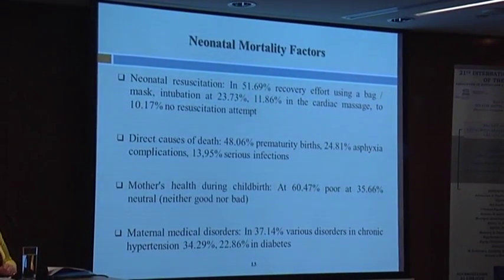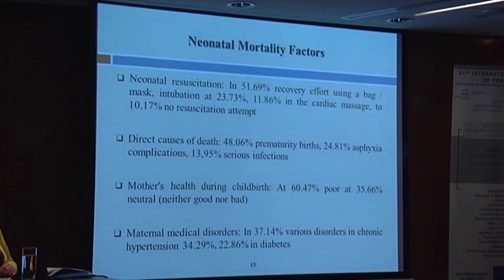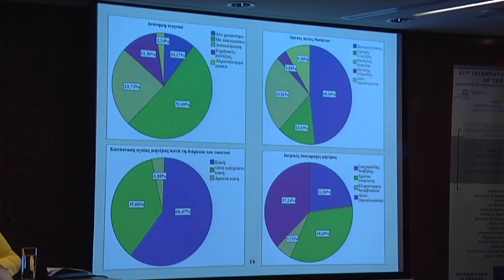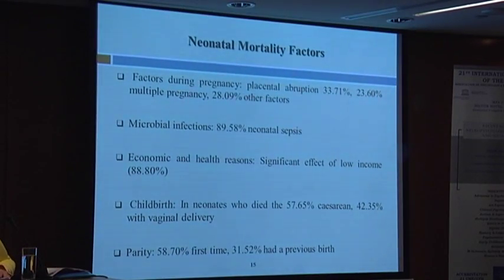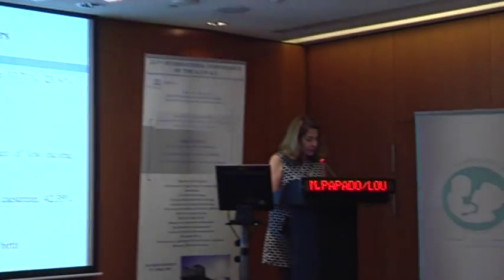Neonatal resuscitation, direct causes of death, mother's health during childbirth, maternal medical disorders, and the graphic presentation for this. The last one is the factors during pregnancy, such as placenta abruption, 33%, and multiple pregnancy, 28%. Microbial infections, economic and health reasons, childbirth, and parity. And this is the graphical presentation for this too.